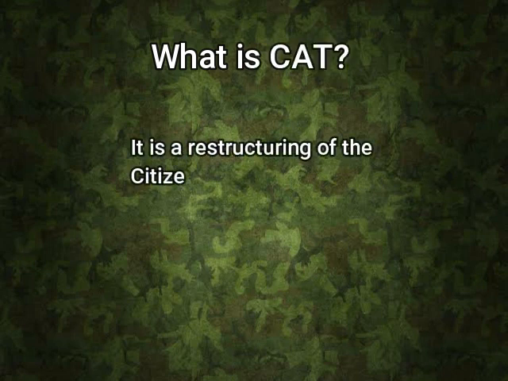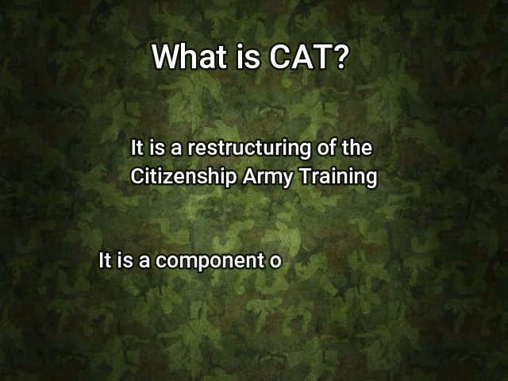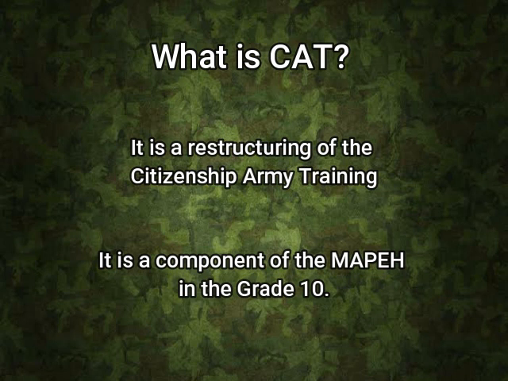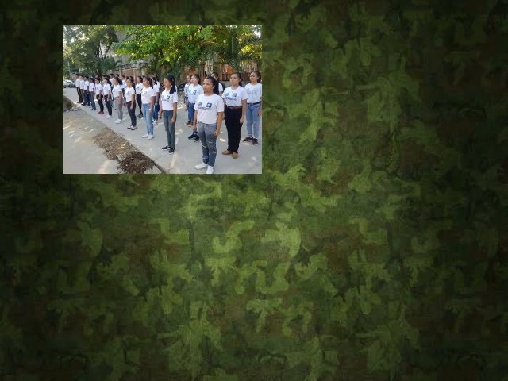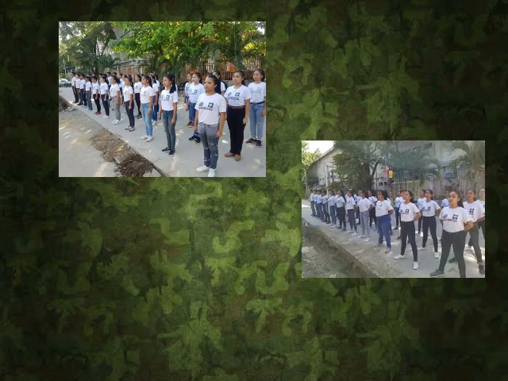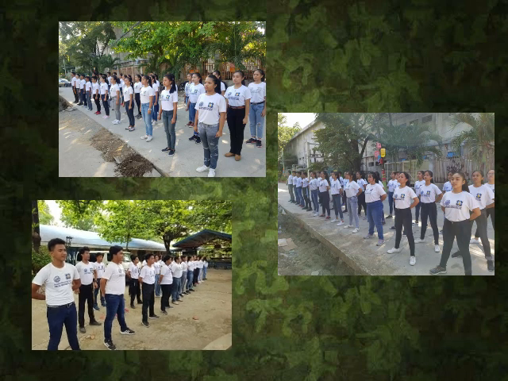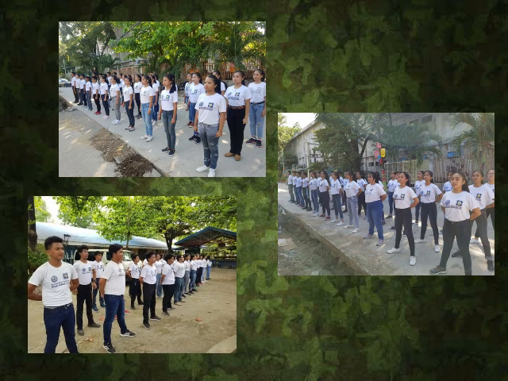What is CAT? It is a restructuring of the Citizenship Army Training. It is also one of the components of the MAPE in Grade 10. I am sure that when we talk about CAT, you always think of military training. You are wrong. We have also community service and public service with law enforcement. We will find out later with the components of CAT. But right now, what are the objectives of Citizenship Army Training?